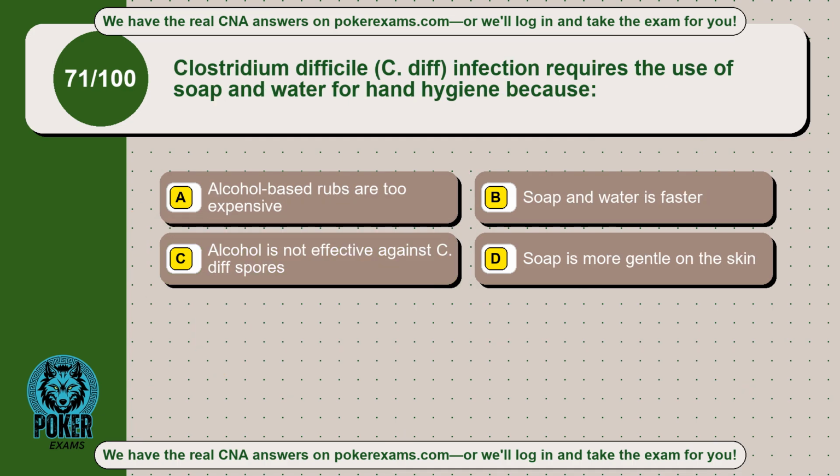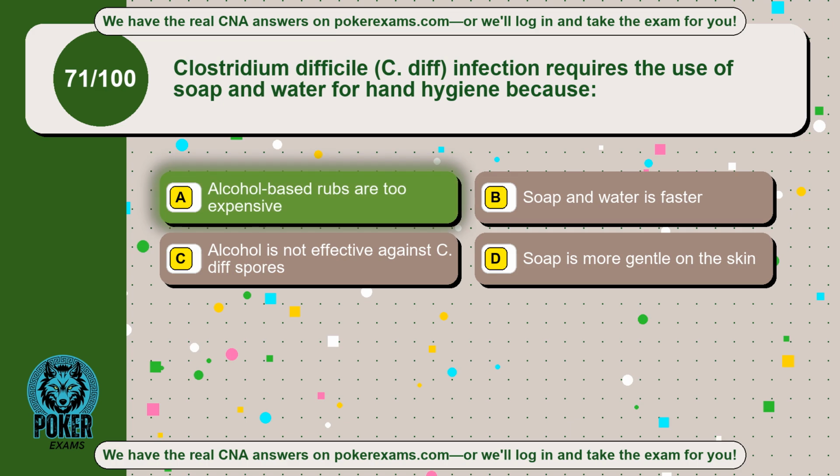Question 71. Clostridium difficile, C. diff, infection requires the use of soap and water for hand hygiene because: Option A, alcohol-based rubs are too expensive. Option B, soap and water is faster. Option C, alcohol is not effective against C. diff spores. Option D, soap is more gentle on the skin. The correct answer is option A.